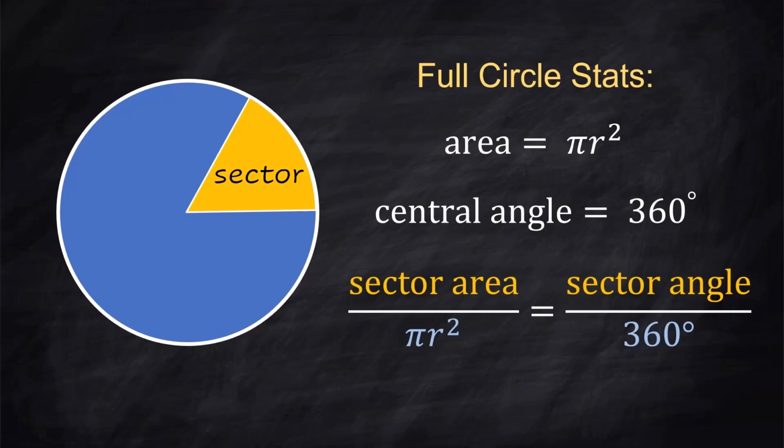The proportion we're going to use here is the sector area over the area of the entire circle, which is pi r squared, equal to the sector angle, which would be the little central angle in the yellow spot here, over the entire central angle of the circle, which is 360.